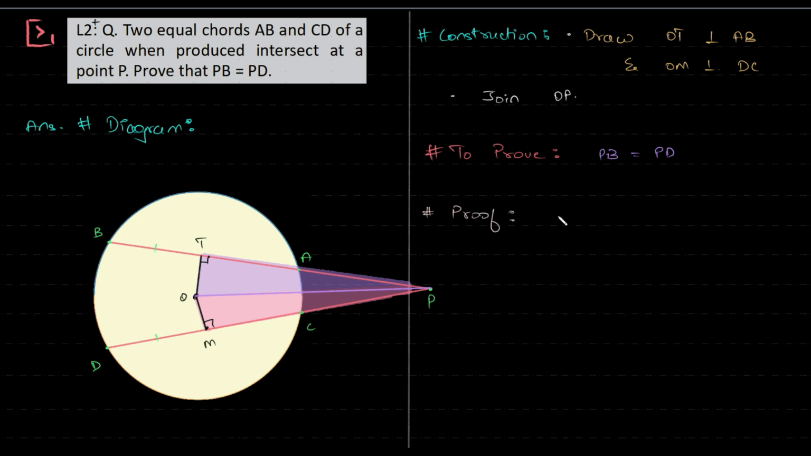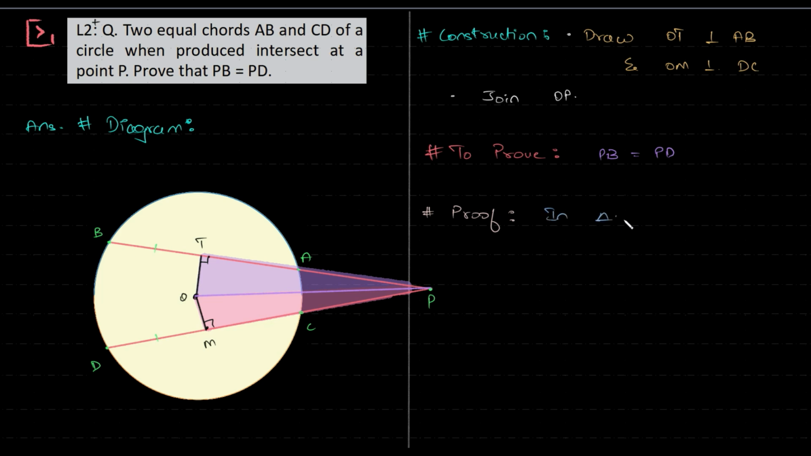First of all, let's discuss how we will prove this. OP is common, that is there. We have a right angle, that is also correct. And what else? Yes, OT is equal to OM, right? So we have one common side, one angle and one side, but this is side angle. It doesn't work out, is it not? No, it works out because it is a right angle, hypotenuse and a side, RHS. We can use that.